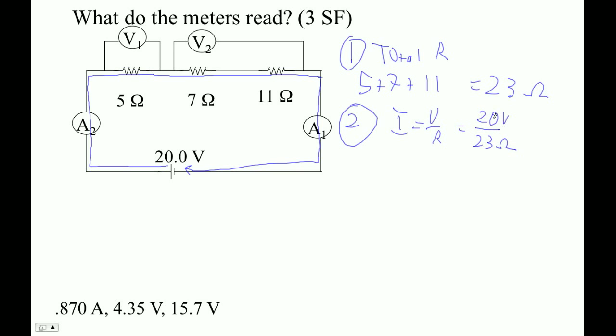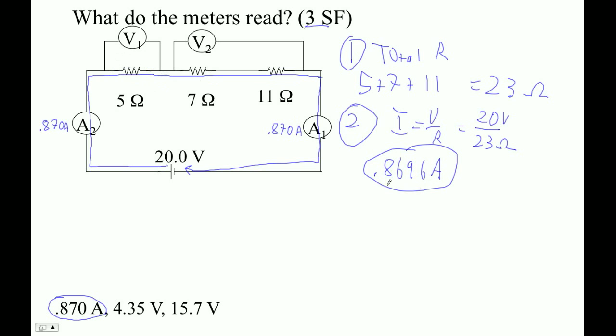And 20 divided by 23 is storable. I'm going to store that in my variable I. That's 0.8696 amps. Okay. Now they say 3 sig figs here, so the answer is 0.870 amps is what this guy reads. And this guy also reads 0.870 amps, right? So now let's pick off these voltmeters, okay?